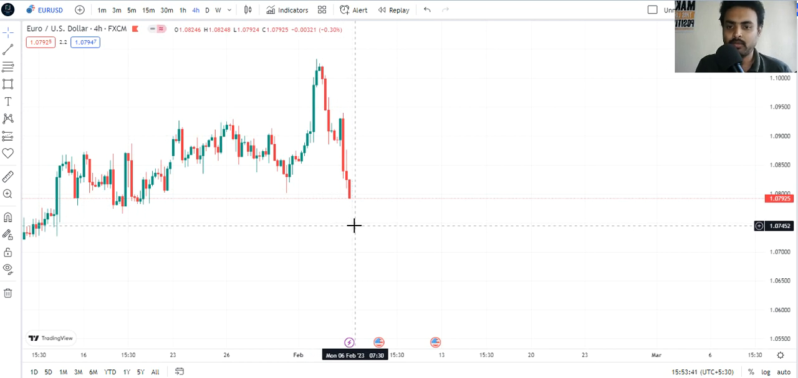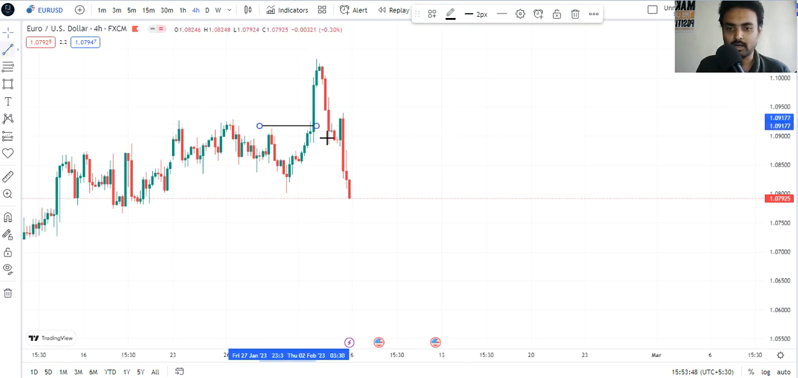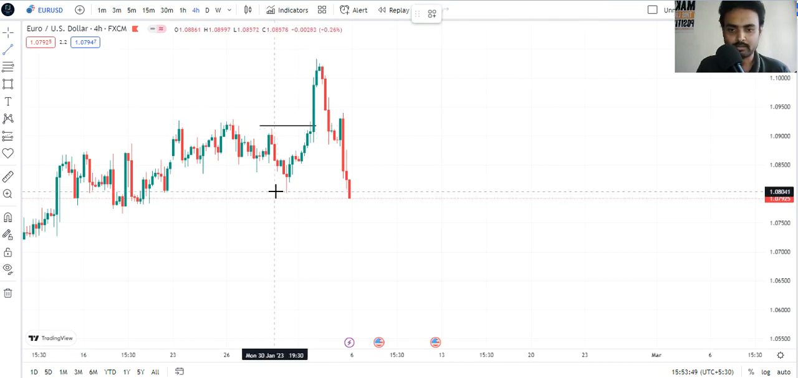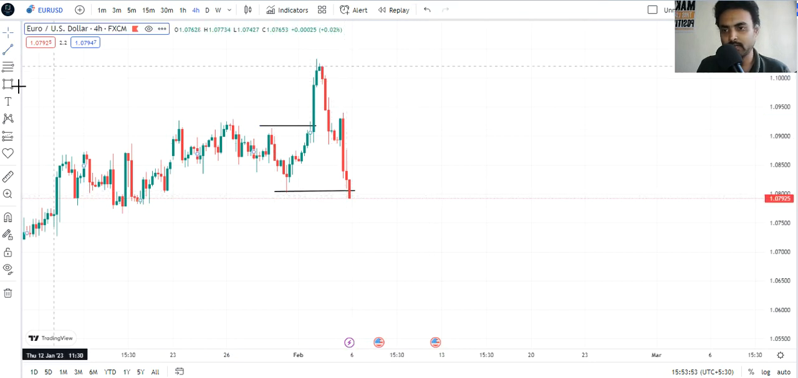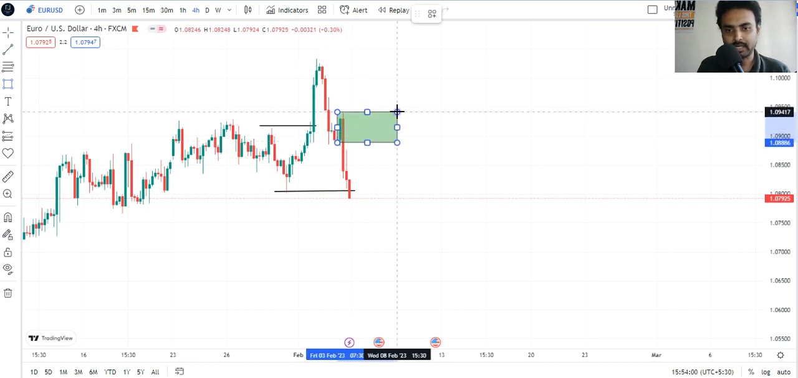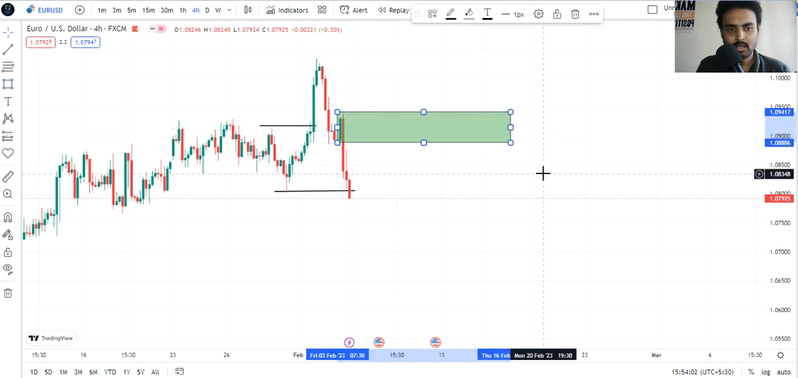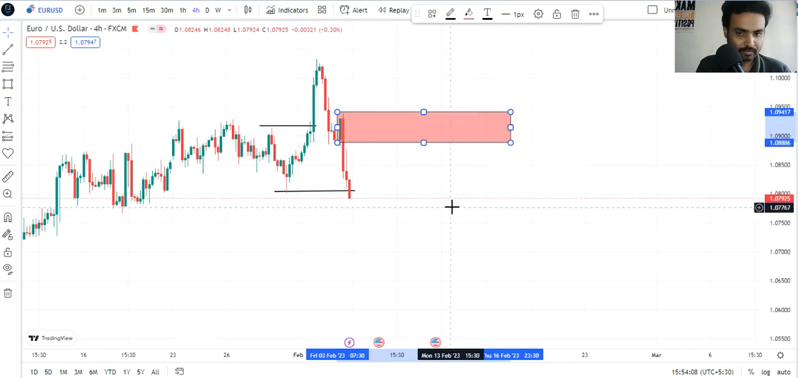And if you see here, it broke the high also, and somewhat it has broken the low also, right? So I believe that there is a demand, a supply zone here. This will be acting as your selling point in a 4 hour time frame.